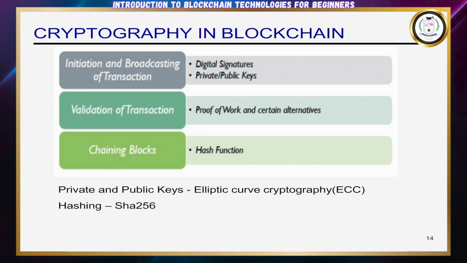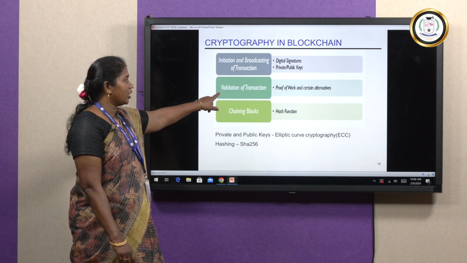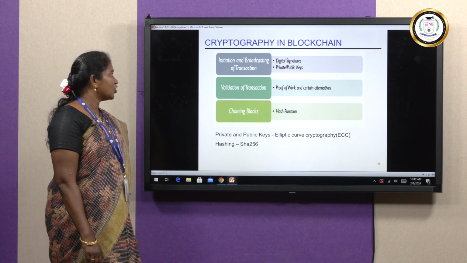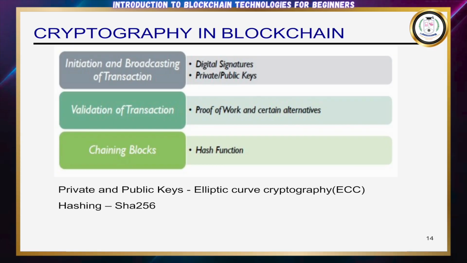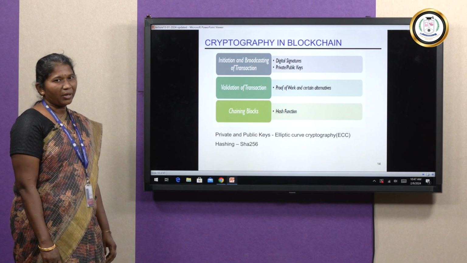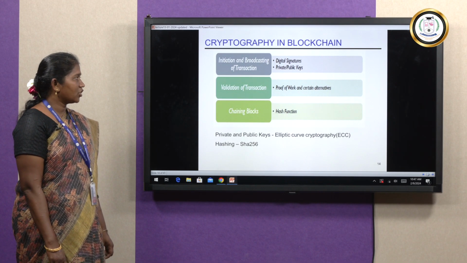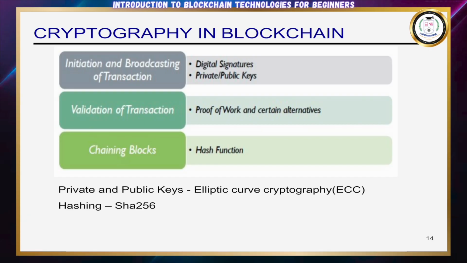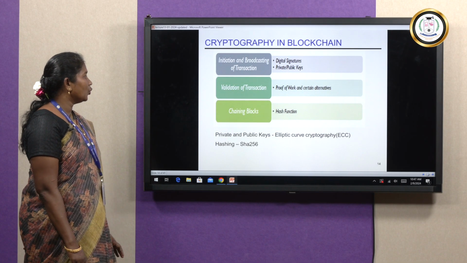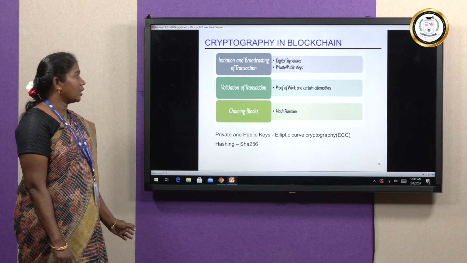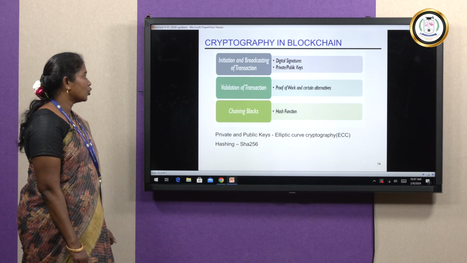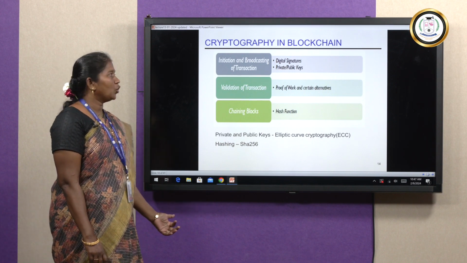Here these are the three steps we always follow: initiation and broadcasting of the transaction, next validation of the transaction, then chaining of blocks. In the initiation and broadcasting process, we use digital signatures and public key and private key usage. In the validation we use the proof of work consensus algorithm, and in the chaining of blocks we use hash functions. Usually the elliptic curve cryptography algorithm is used to generate the public and private keys. For hashing, they usually use SHA-256.